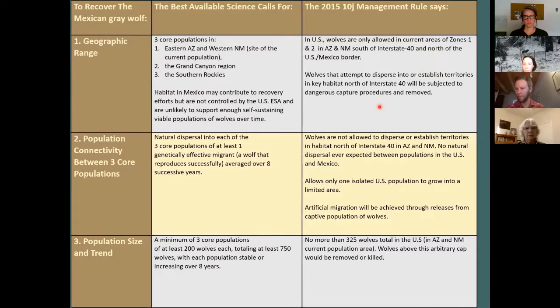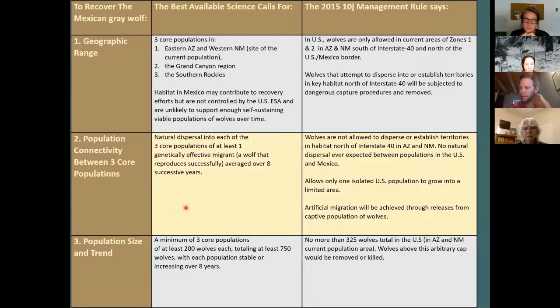The 10J management rule that was finalized in 2015 really only allows for one population in the current Blue Range Wolf Recovery Area, where they're allowed to inhabit zones 1 and 2 and potentially disperse out into zone 3, but it restricts their range south of I-40, and again north of the US-Mexico border is what is managed by the US. Any wolves that would disperse out of these zones north of Interstate 40 would be subjected to removal. And so that puts them at risk.